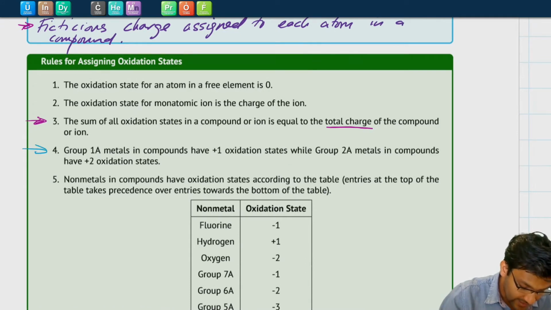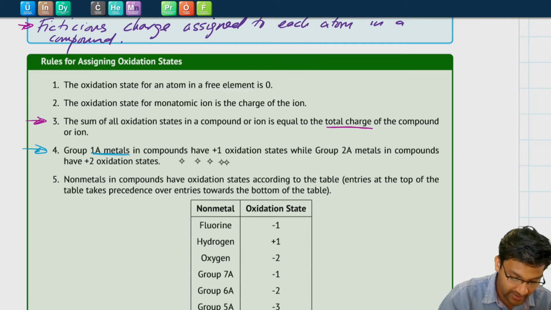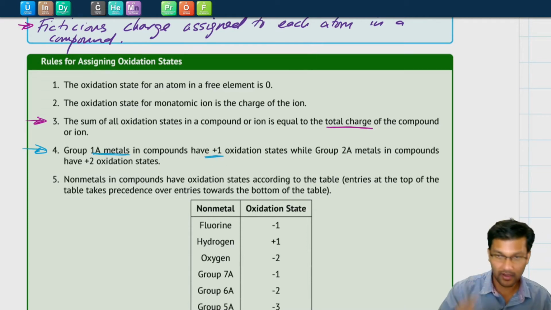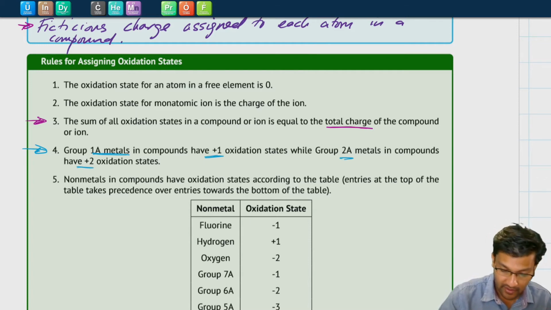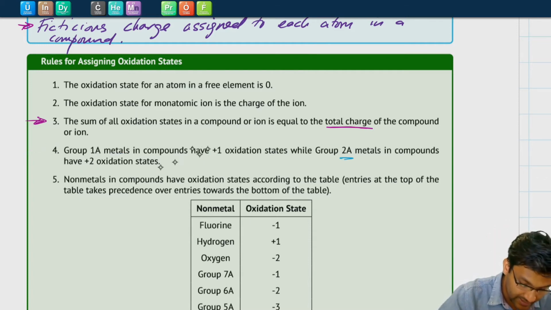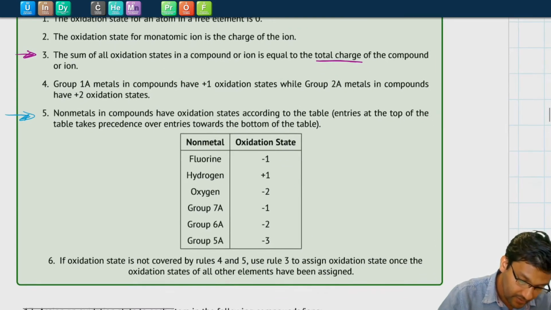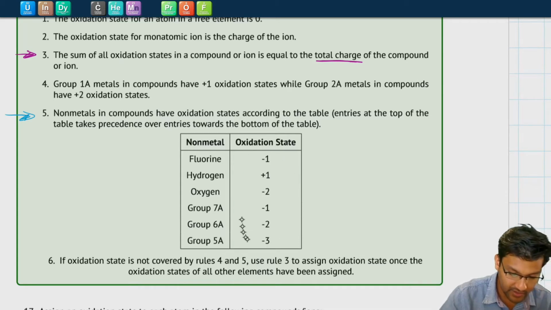So, group 1A metals in compounds: if you have a metal in a compound and it's group 1A, it will always have a +1 oxidation state, and group 2A metals will always have a +2 oxidation state. So let's keep that in mind. And then finally, for nonmetals, we're going to assign oxidation states according to these numbers.